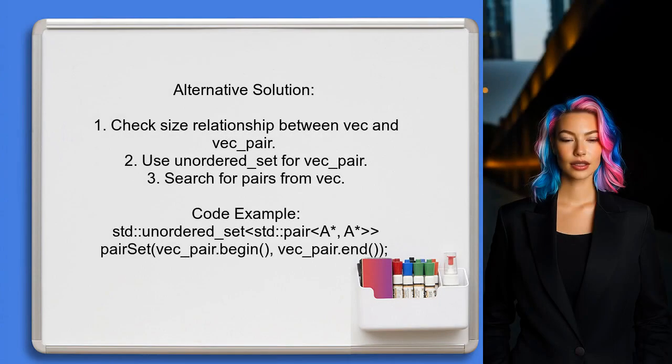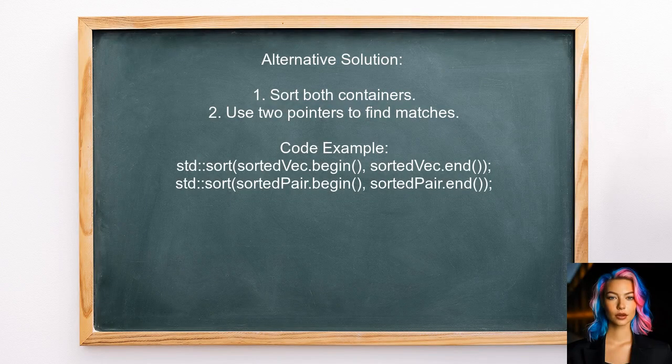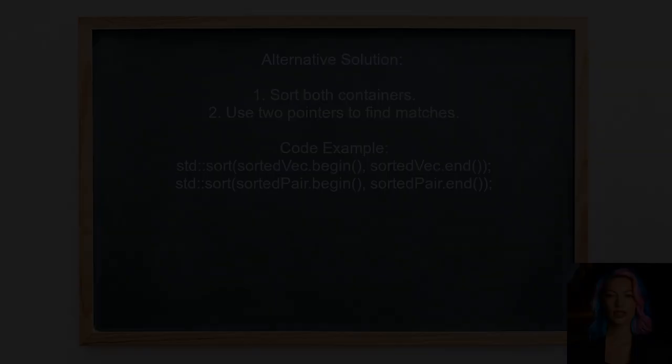One alternative approach suggests checking how much smaller vec is compared to vec pair. If vec size squared is still much smaller than vec pair, consider using an unordered set for vec pair. This allows you to efficiently search for every possible pair generated from vec. Additionally, if sorting is an option, create sorted copies of both containers. Then use 2 pointers to traverse both lists looking for matches. This method maintains a time complexity of O(size of vec pair), but reduces constant factors significantly.